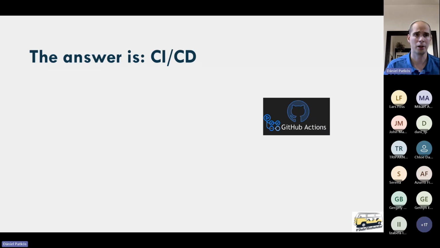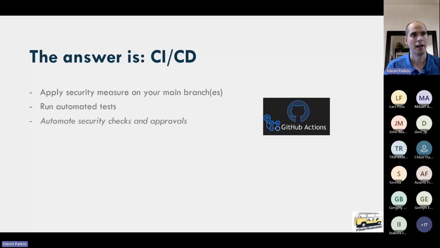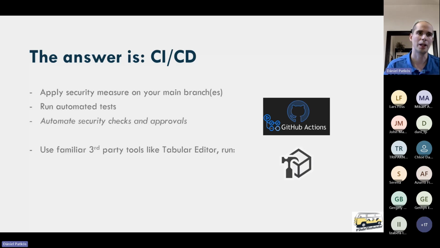So the tool we are going to use is GitHub Actions, which is GitHub's built-in CI/CD platform, and it lets you automate your build, your test, and your deployment pipeline as well. And what we are going to use is Tabular Editor. Hopefully you're already familiar with Tabular Editor, which is a nice third-party tool helping with a lot of things.